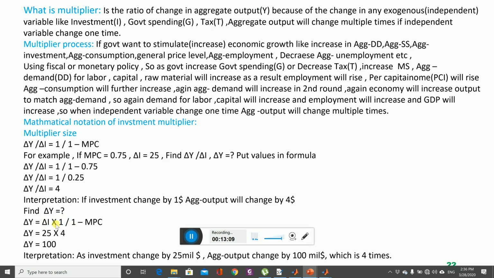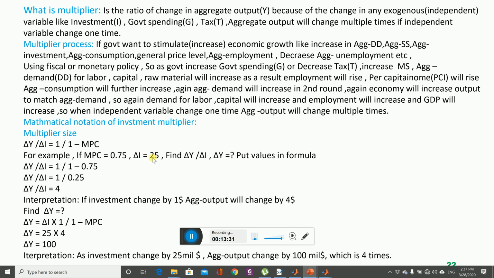multiplied by 1 divided by 1 minus MPC. Now we calculate this size, 1 over 1 minus MPC. You people calculate, this is 4. I substitute in here, and delta I, investment increased by $25 million. This is given to you. Delta I represents the $25 million increase in investment.